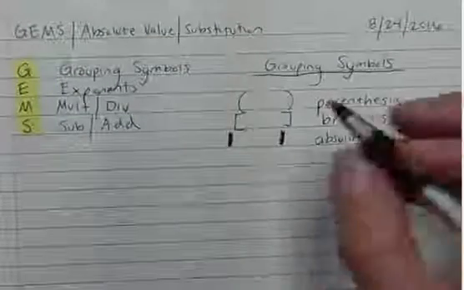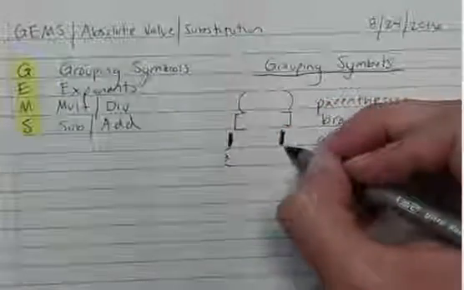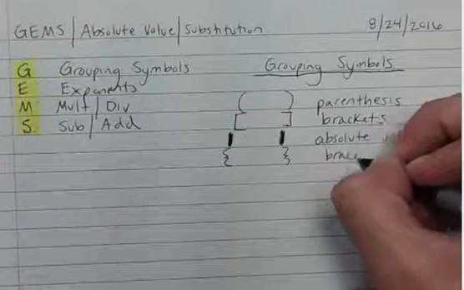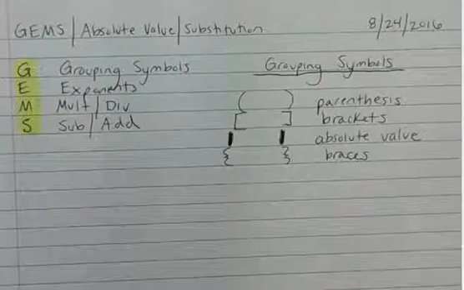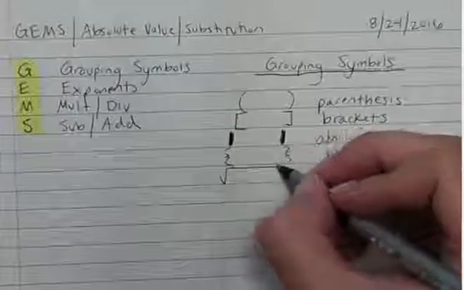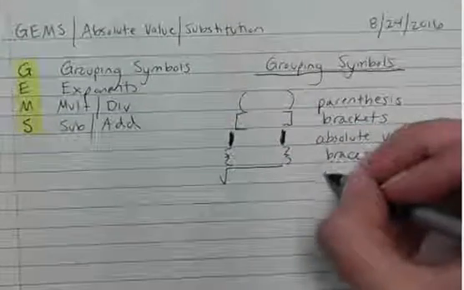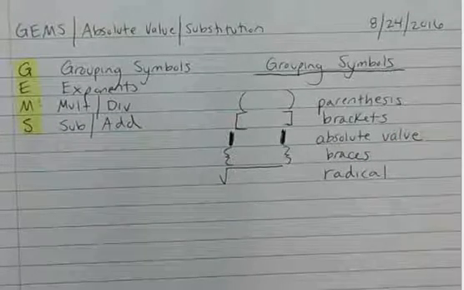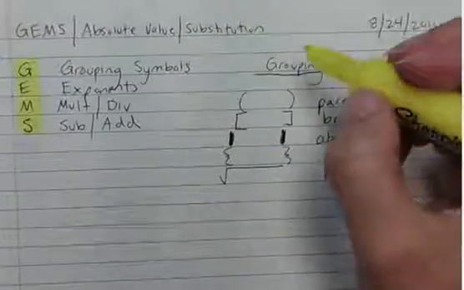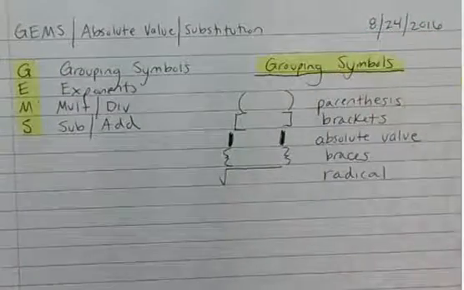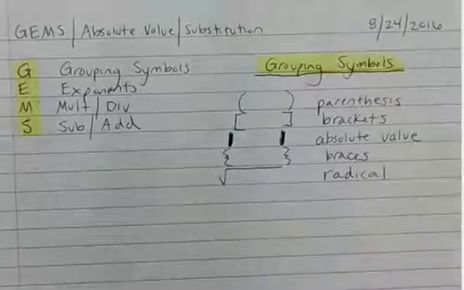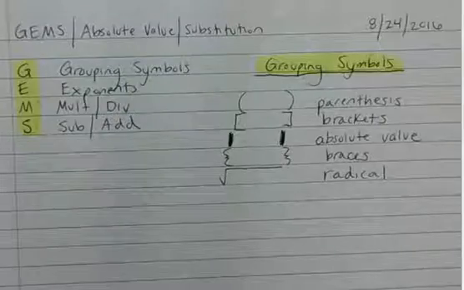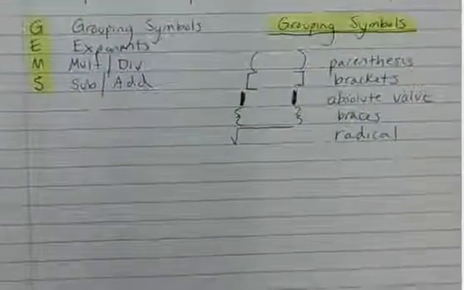Another one that might be new to you, you see it in English class a lot. They look like paragraph symbols. These are called braces. And the last one is our square root symbol, but mathematically it's called a radical sign. So we have 5 types of grouping symbols. We should be familiar with about 2 or 3 of them, but some of them might be new to us as well.